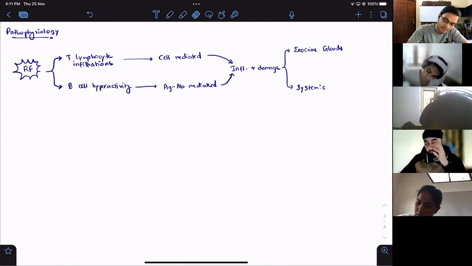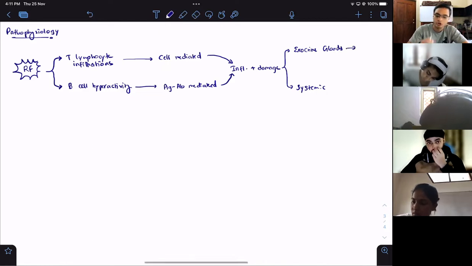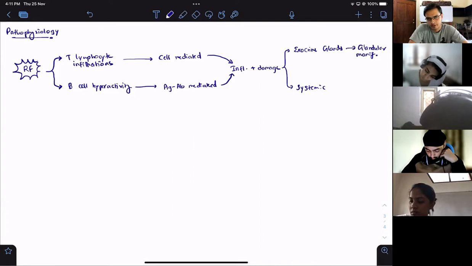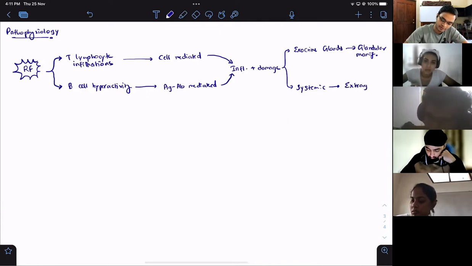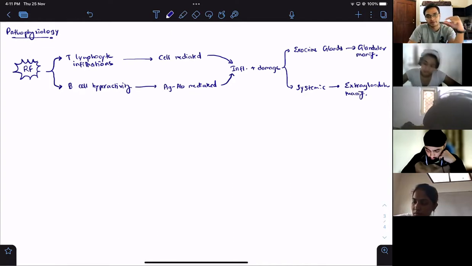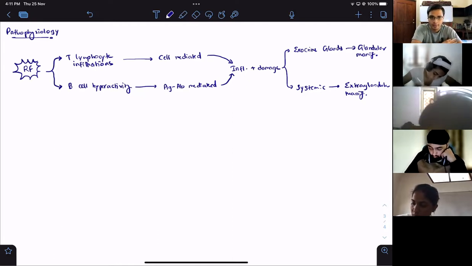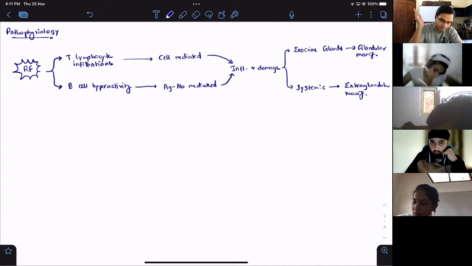When it is occurring in the exocrine glands, we are going to get a specific set of manifestations which we call glandular manifestations. And when it is systemic, we are going to get extraglandular manifestations. So this is the basic mechanism of what's going on here in Sjogren's. Now we will dive deep and see what is actually happening. So we'll start off from this end.